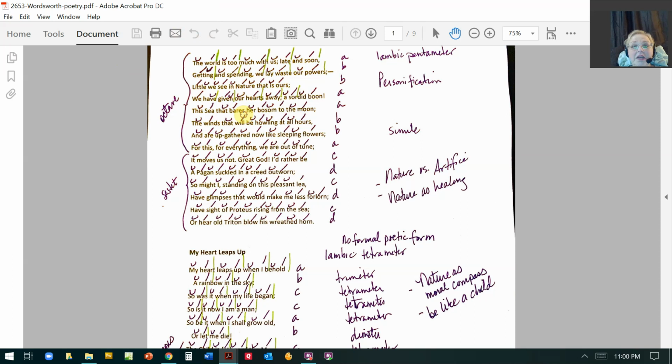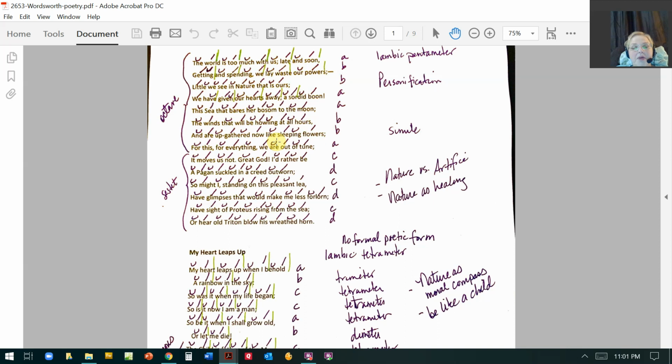So let's start with The World Is Too Much With Us. This is a sonnet that Wordsworth wrote in 1802. It is a Petrarchan sonnet or an Italian sonnet. Italian sonnets were kind of invented by Petrarch or that style, so that's why we call it Petrarchan. This is characterized by iambic pentameter. All sonnets are iambic pentameter, and they have to have 14 lines, and they rhyme.